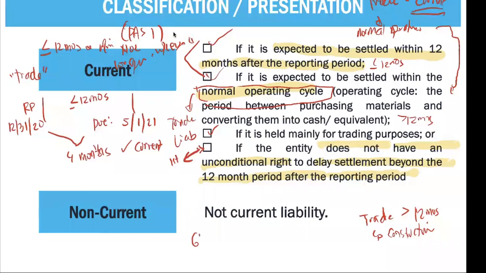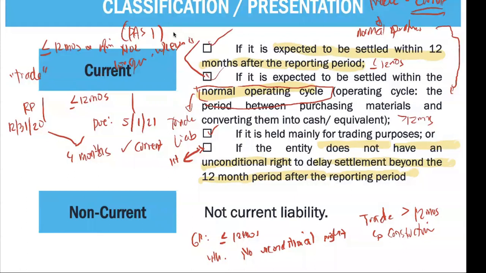Okay. What is our general rule? If it's less than or equal to 12 months. And then under the fourth bullet, what does it say? You don't have unconditional rights. So no unconditional right. Okay. So what do we mean by no unconditional right to delay settlement?